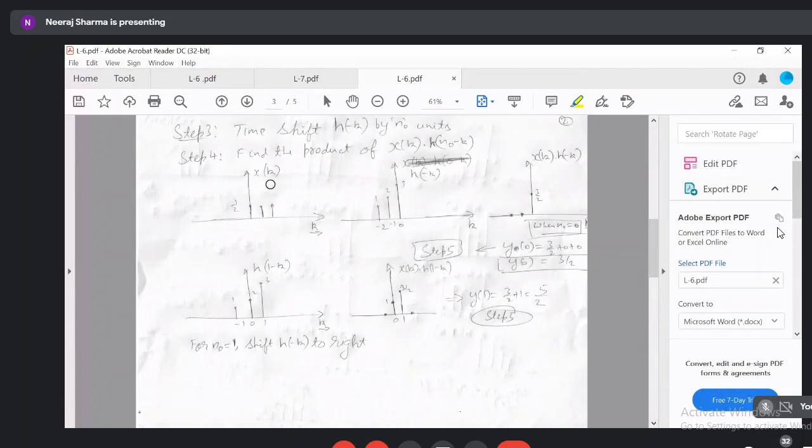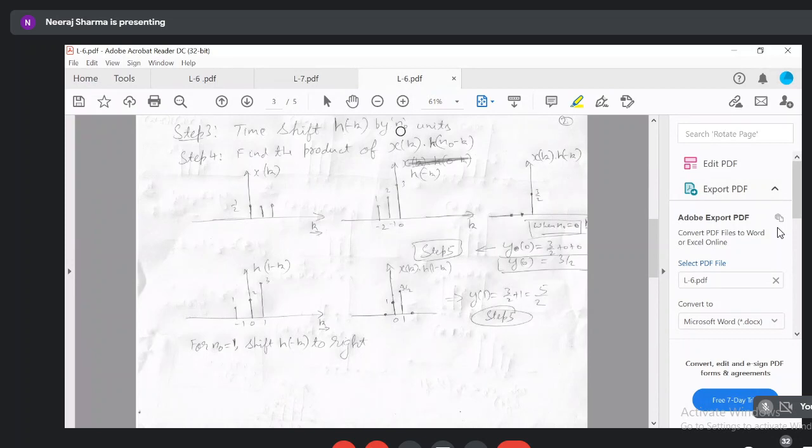So we have plotted xk. ये पिछली स्लाइड से ही हमने लिया है. xk प्लॉट किया हुआ है. We have obtained h minus k from hk, right? So when the value of n naught is equal to 0, then it means h n naught minus k will be same as that of h minus k.